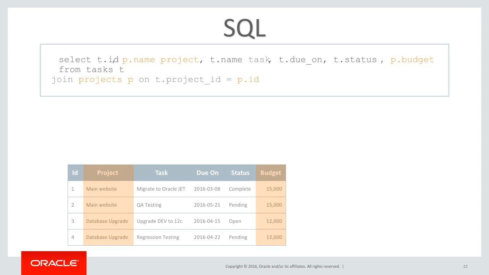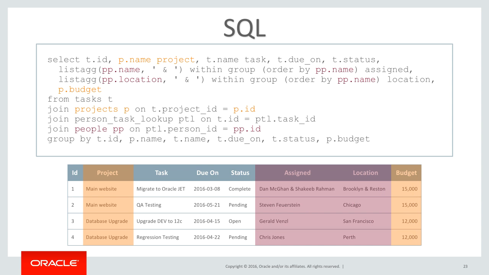Of course, it's important to be able to include related entities, and we can do that using a join. So now I'm joining projects, and I'm using the foreign key relationship to do that, and that allows me to then include attributes from the project table.